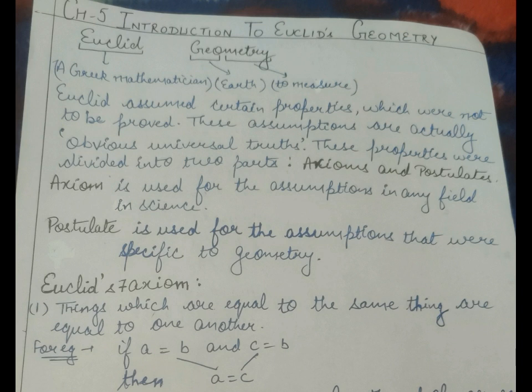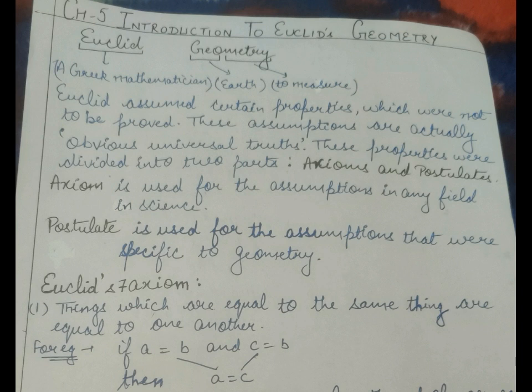Now both of them have one small difference. Axiom can be used in any field of science and postulate is specific to geometry. So please see it carefully and learn it carefully. They both have a difference. They both are not the same. Euclid gave us 7 axioms and 5 postulates. First is Euclid's 7 axioms.